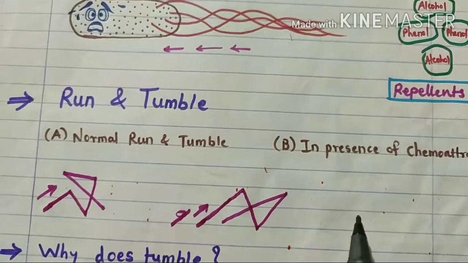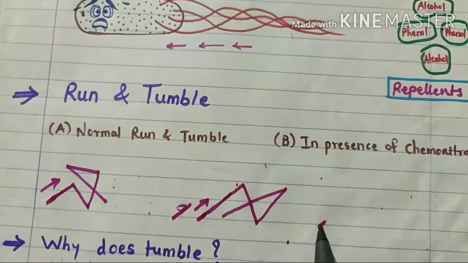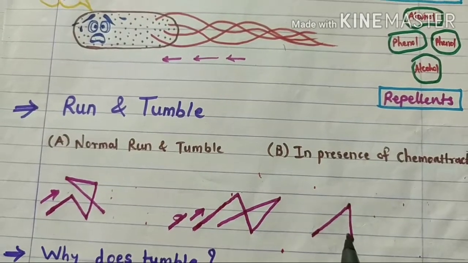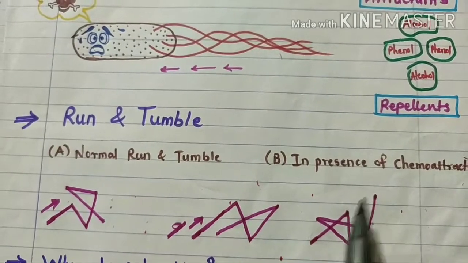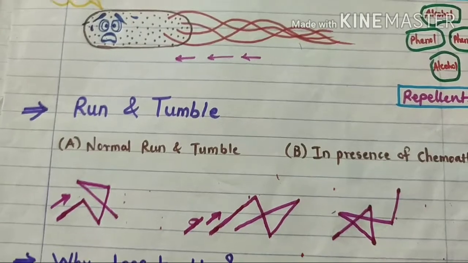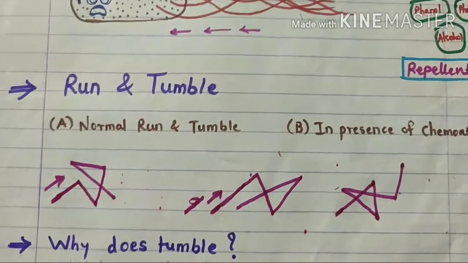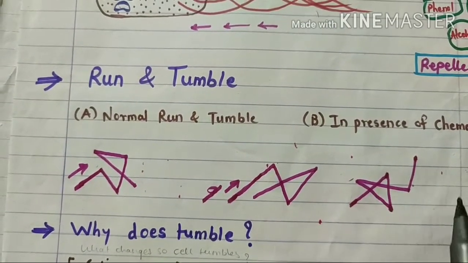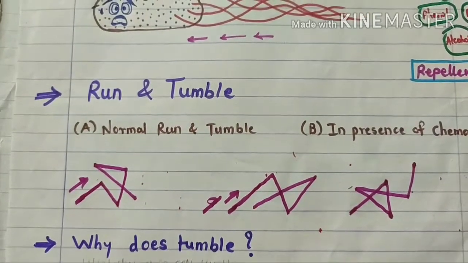Now let's see what happens when the cell is in the presence of chemorepellent. The cell moves in one direction, then it tumbles, then it again tumbles, then again tumbles, then again tumbles. So this is how it is in the presence of repellent. So the question is, why does the cell tumble? The answer is that when it is in the presence of chemorepellent, the cell does not want to be in presence of phenol or alcohol.